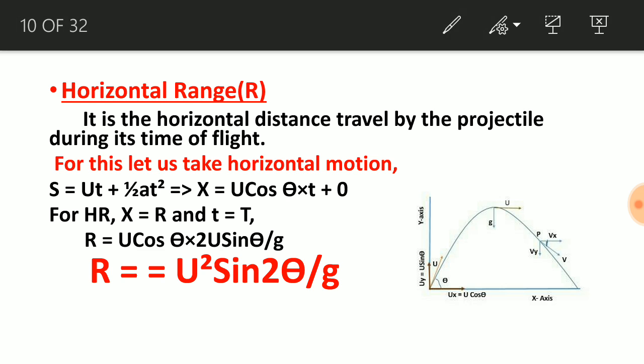Now horizontal range. Horizontal range means the horizontal distance traveled by the projectile during its time of flight. This distance is called horizontal range, from the beginning point to the end point, or the distance between the point of projection and the point of landing.